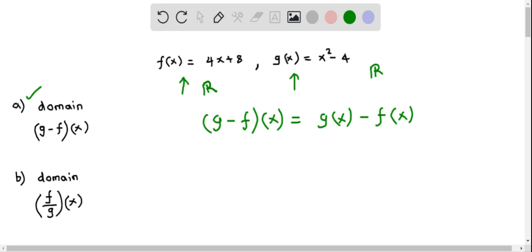So the domain of this g minus f of x, which is the subtraction of these two functions, is the union of the domains of these two individual functions. So we can say that the domain is all real numbers because there are no restrictions for the individual functions. Clearly, the domain is all real numbers, or in interval notation, we can write this as the domain is from negative infinity to positive infinity.